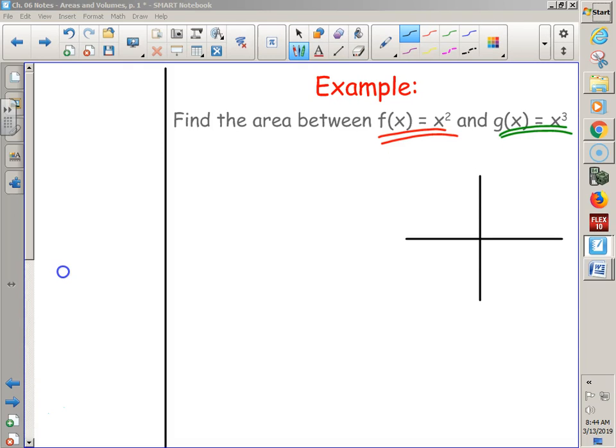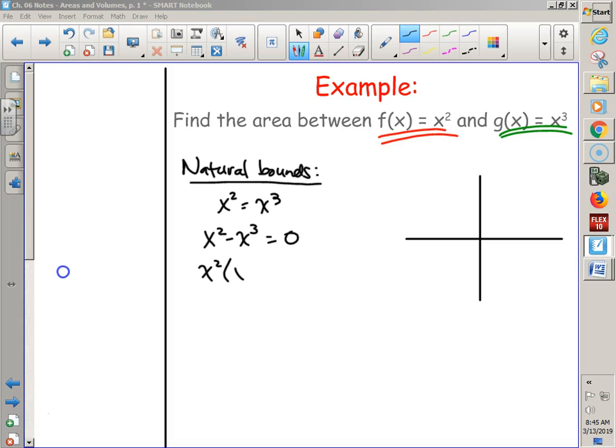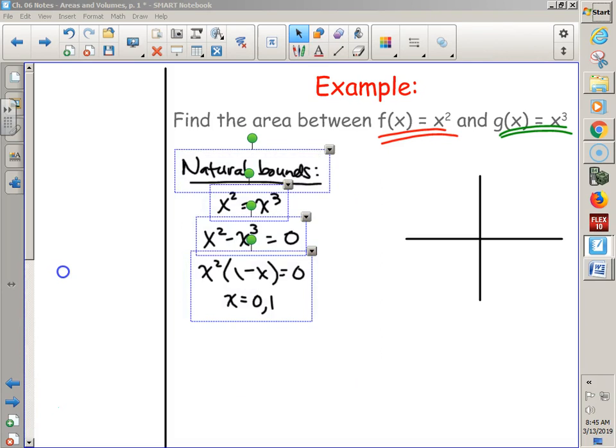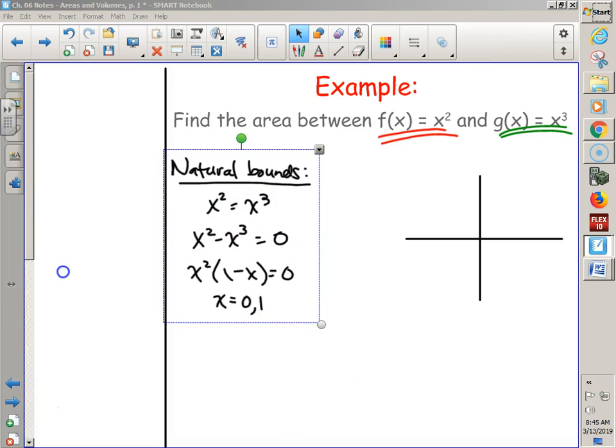Guys, they didn't say from A to B, which means these are natural bounds. Natural bounds, how do we find them? Intersections. So x squared equals x cubed. Wait, does this ever happen at 0? That's what my picture showed. It happens at 0. Oh, but where else does it happen? Would you guys have subtracted? Would you have pulled out the common factor? And would you have realized this happens at 0 and 1? This is all just asking, hey, what are my bounds?